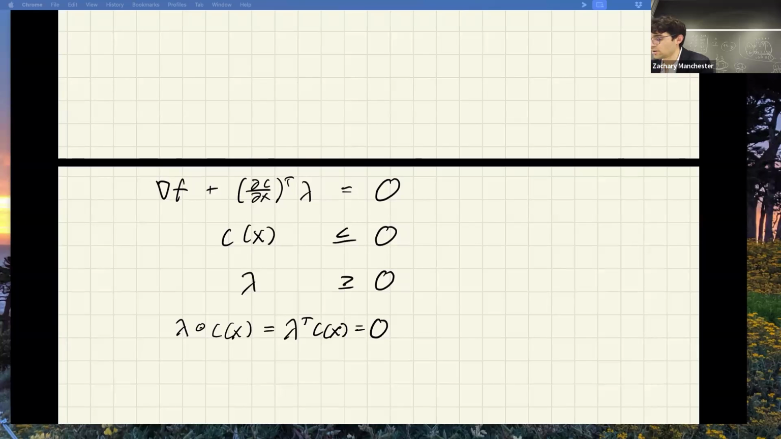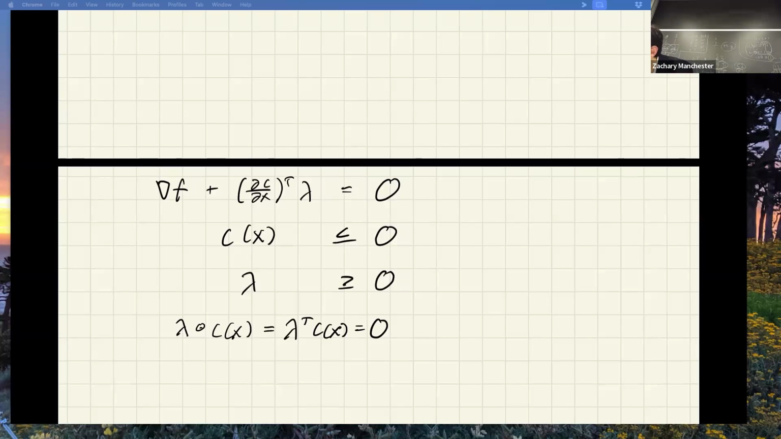In the scalar case, it's lambda times c equals 0. And that weird circle dot thing is just an element-wise product of two vectors. It's called a Hadamard product. It literally just means take every element and multiply them together and get a new vector, right?